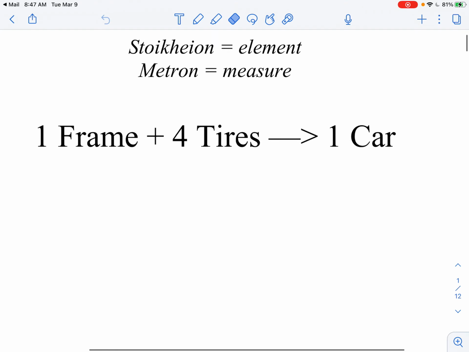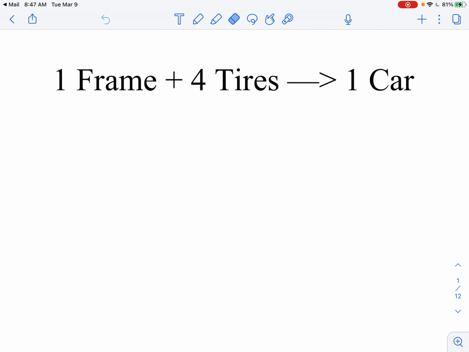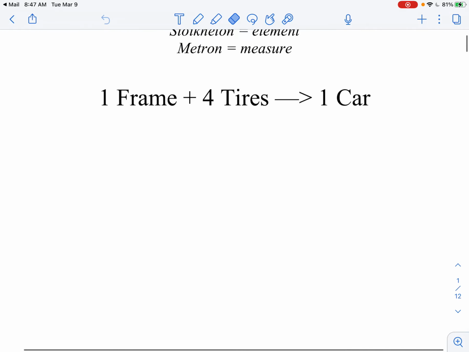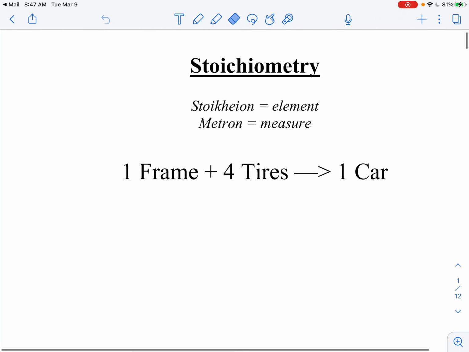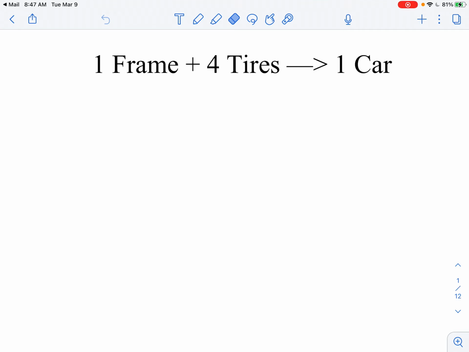Before we get to the crazy chemistry aspects of things, let's start with a very simple example. In its very simplest sense, one frame plus four tires is going to go together to make one car. From this simple and basic idea, we are going to be able to relate one thing to another. So for example, let's say I'm an auto manufacturer and I have, how about 20 frames? How many tires am I going to need to go on those 20 frames? Well, that's pretty easy. I'm going to need 80 tires.